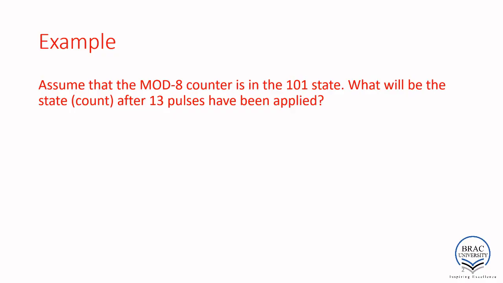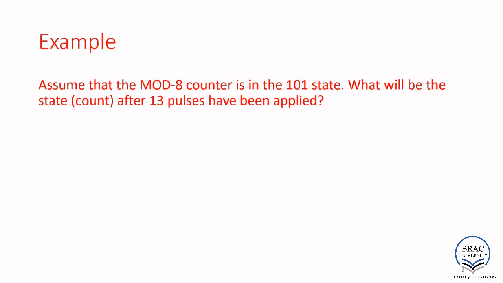Here we will discuss a couple of examples. This is a pretty interesting example. What it says is: assume that the mod 8 counter is in the 101 state. What will be the state after 13 pulses have been applied?